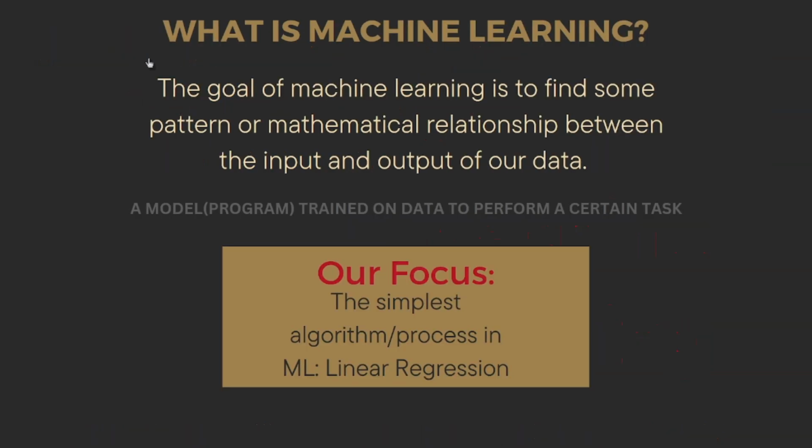Okay, so the goal of machine learning is to find some sort of pattern or mathematical relationship between input and output data. ML is the way that we achieve AI, which is artificial intelligence. It's data driven. For a long time, AI was algorithm driven or knowledge driven, back in the 1950s, but now it's data driven. It's built off of data. A machine learning model, really a model, don't call it a program, is trained on data to perform a certain task. So our focus is going to be on a very simple algorithm in ML, linear regression, and we're going to talk about making a linear regression model.